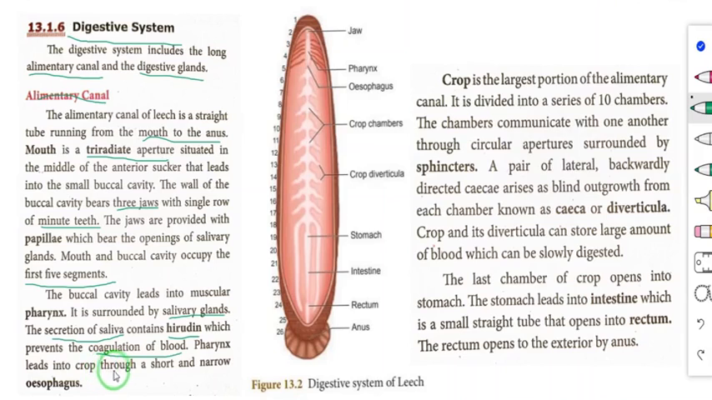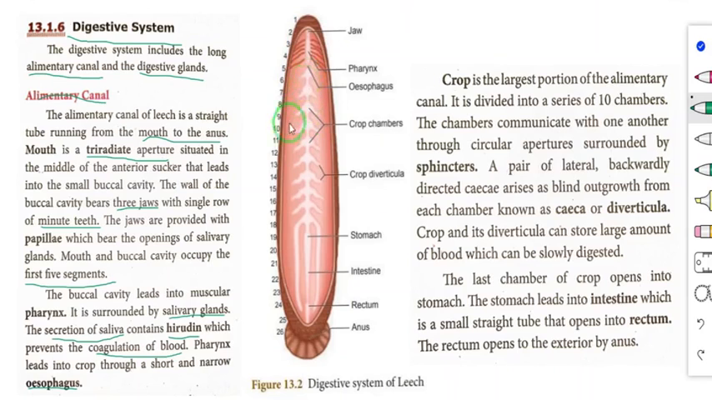The pharynx leads into the crop through a short and narrow esophagus. Understand, children? This is the pharynx region. It leads into the crop region through a short and narrow esophagus, this region.